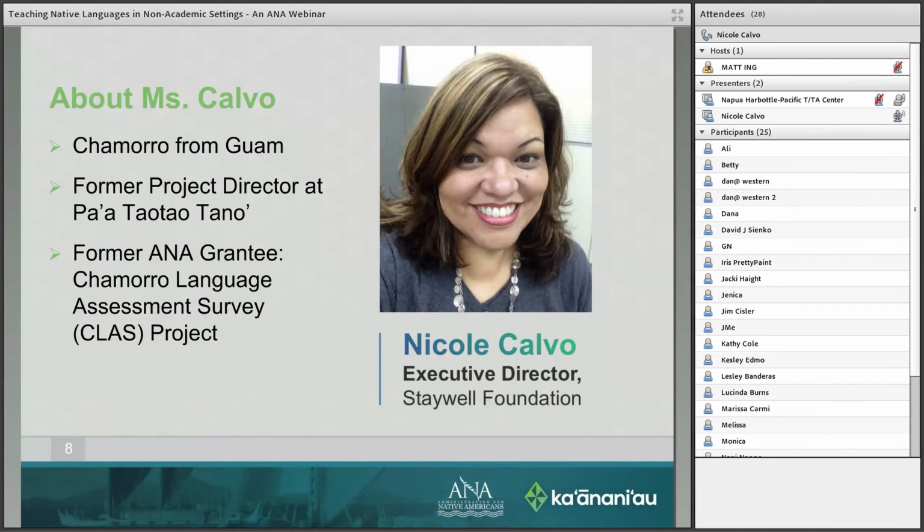And the launch would be, we had decided with Pa'a that the best way was to do an assessment of the Chamorro language in Guam. And so we were able successfully to get the grant with ANA, and we were so thankful that we did. It was a 1 year language assessment grant. We conducted it in 2009 and 2010.